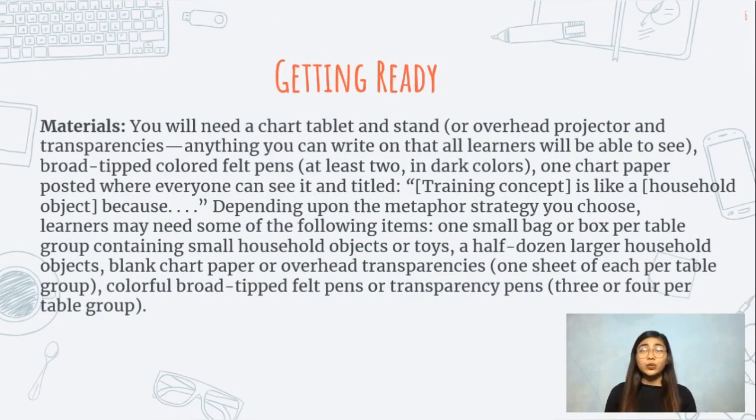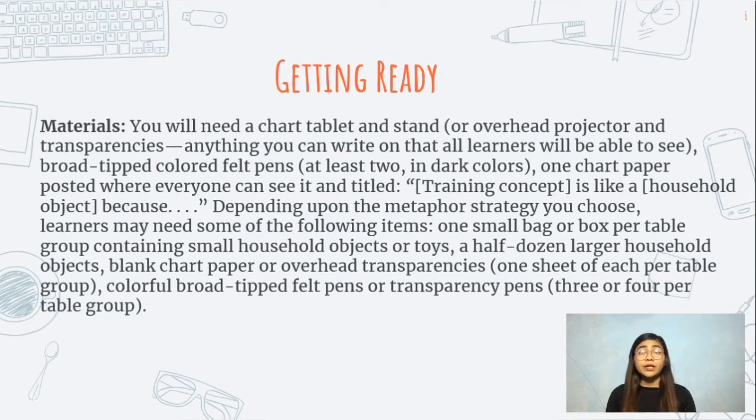In this activity, we need a chart tablet and stand, or an overhead projector and transparencies, or anything we can write on so that the learners will be able to see. Broad deep color felt pens, or at least 2 in dark colors. One chart paper posted where everyone can see it, entitled, for example, "Training concept is like a blah blah blah because blah blah blah," depending upon the metaphor strategy we choose.